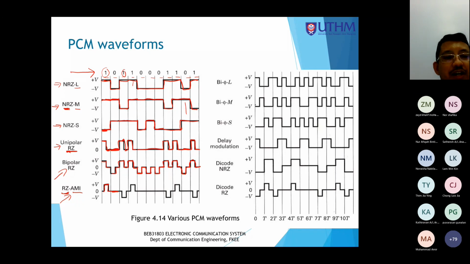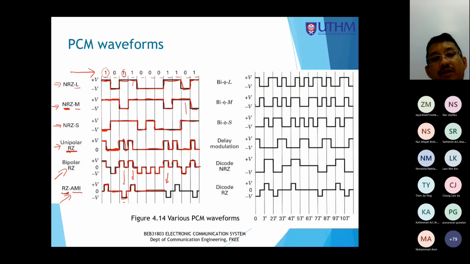Then input logic 1, it will alternate from the previous. If the previous is positive output voltage, now it becomes negative output voltage, then return to 0. Then another input logic 1, so it will alternate from negative to positive output voltage. Input logic 0, no change, remain at 0 volt.